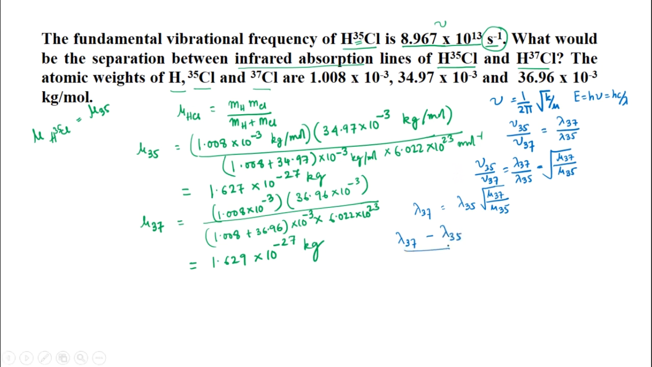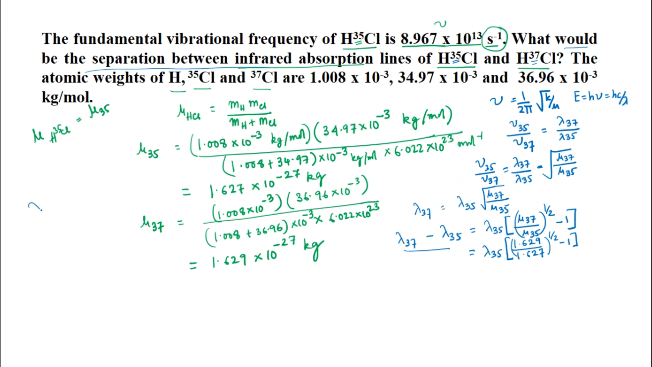We will evaluate this, because in the question it has been asked what would be the separation between the infrared absorption lines of this 35 and 37. So, lambda 37 minus lambda 35 is given by lambda 35 times mu 37 divided by mu 35 to the power half minus 1. So, we can write this as lambda 35 times 1.629 divided by 1.627 to the power half minus 1.